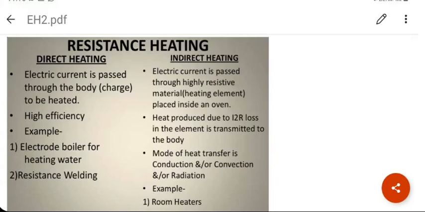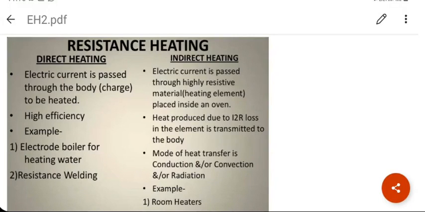Efficiency is better. And one example is electrode boiler for heating water. I guess the electrode is the one that is carrying current and it is immersed in water.